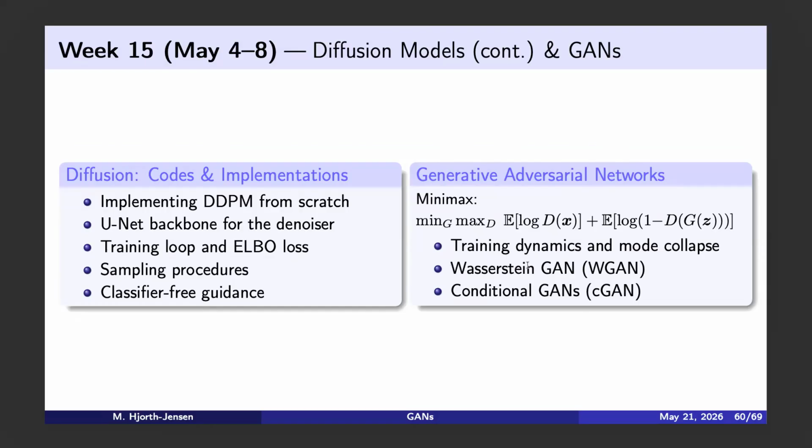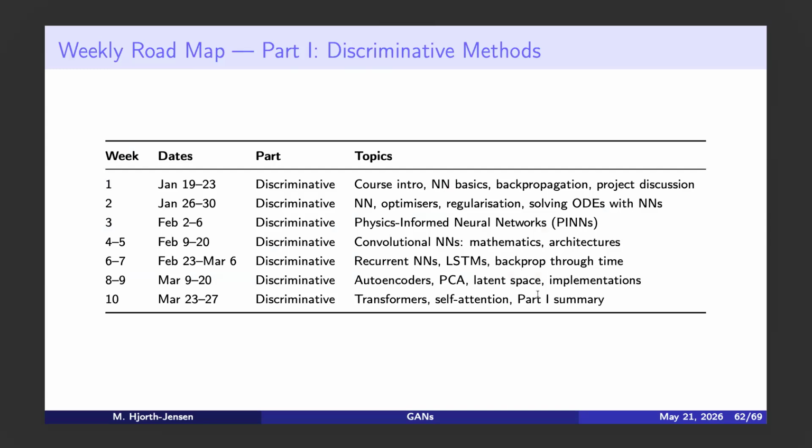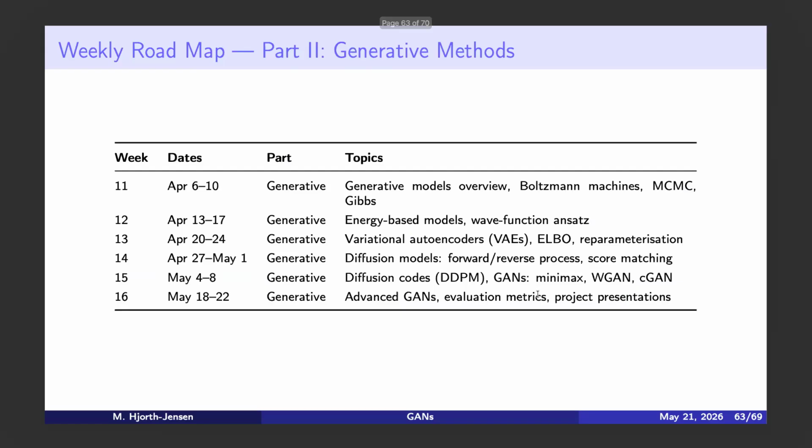We mentioned a little about Wasserstein GANs and also conditional GANs, but this is something which we have left for you for self-study if you want to dive a little bit deeper. And then clearly this is just the summary. This is just a roadmap of what we did. You can take a look at these slides.